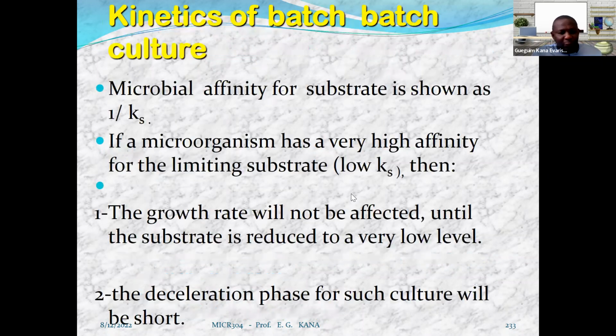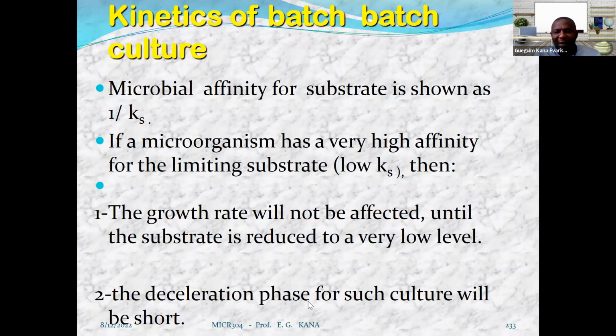Now, the summary of what we've covered is here: if a microbe has a very high affinity for the limiting substrate, low Ks, the growth rate will not be affected until the substrate is reduced to a very low amount. I think we all understand now why. At the same time, the deceleration phase for such a culture will be short.